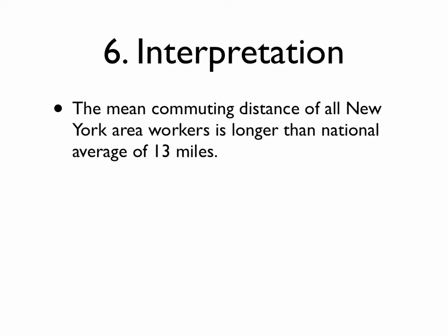And now we go back into plain English and interpret this. You can see this is going to be slightly different. The mean commuting distance of all New York area workers is longer than the national average of 13 miles. Here we can talk about the direction. Here we can say it's longer. In the two-tailed test, all we could say was that it was different than the national average of 13 miles. Here we can conclude that it is actually longer than the national average of 13 miles.